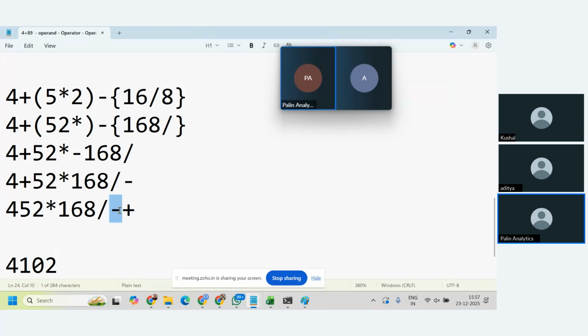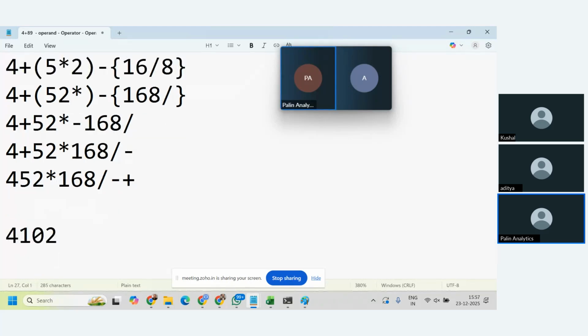Now it will encounter this minus. So for this minus, what will it do? Now 2 will come out of the stack, and then 10 will come out of the stack. So at the next step, what will happen? This will be 4 as it is, and 10 minus 2 will be 8. That will come here, and then again plus will come here.